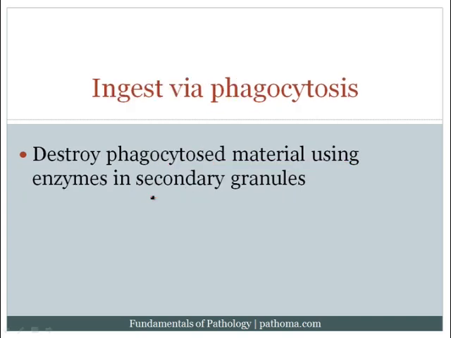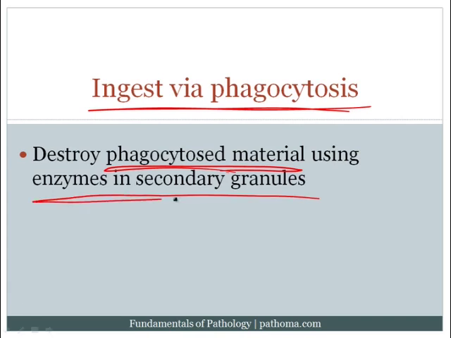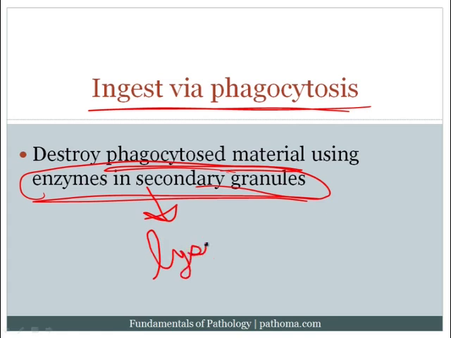Once the macrophages get into the tissue, they ingest via phagocytosis, and then they destroy the phagocytosed material using enzymes in the secondary granules. For the most part, macrophages don't really do a lot of oxygen-dependent killing. Their primary mechanism is oxygen independent, using enzymes in the secondary granules, and I would say one of the key enzymes is lysozyme. So we should be familiar with the fact that lysozyme in the secondary granules is very useful for the macrophages to destroy phagocytosed material, or to kill off phagocytosed material.